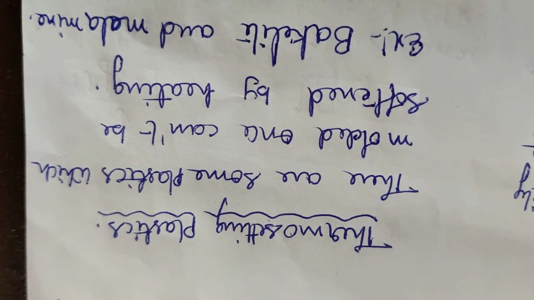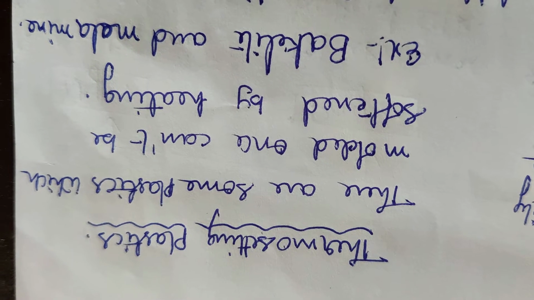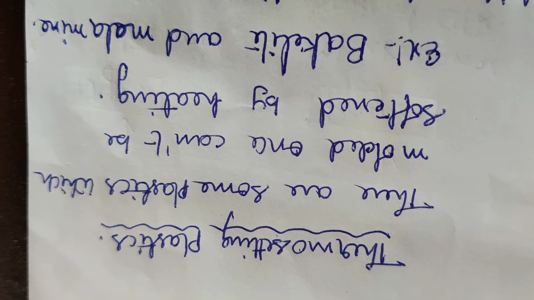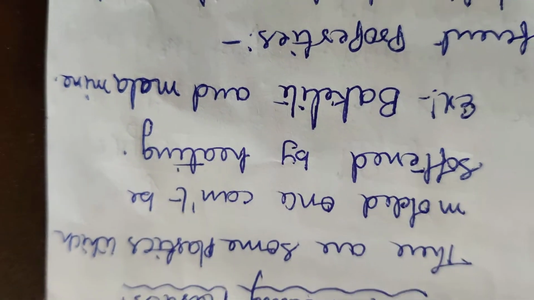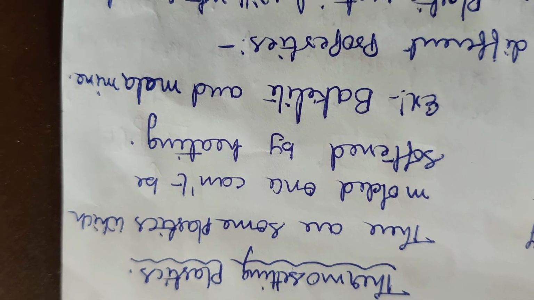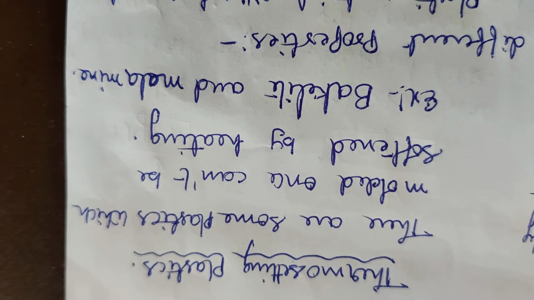Next, coming to the thermosetting plastics. These are plastics which, once molded, cannot be softened by heating. There are two types of thermosetting plastics: bakelite and melamine.